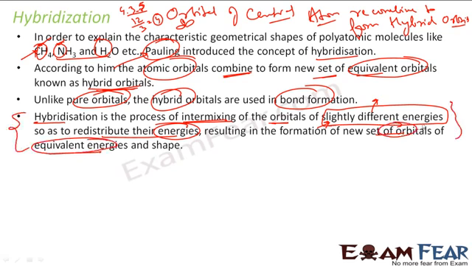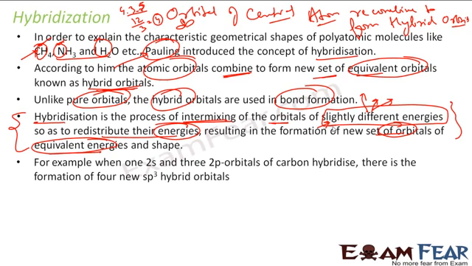Please note here, it's a critical point. If they are orbitals of slightly different energies, they'll recombine, they'll redistribute energy to form a new set of orbitals of equivalent energies. And the shape will also be the same. The example is one 2s and three 2p. All are having almost equal energy, right? 2s and 2p are almost similar in energy. They'll recombine to form sp3 hybrid orbitals. Correct?